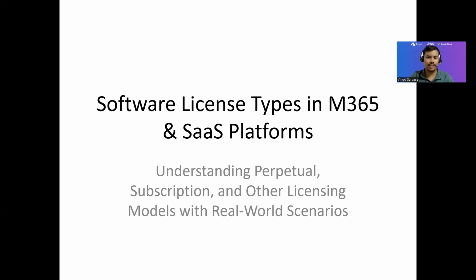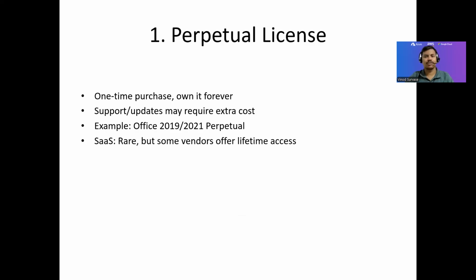So let's dive in. The first is the perpetual license plan, right? And you might have seen and used it before as well. The perpetual license is a one-time purchase, and when we purchase it, it is owned by us as a consumer or a user, right? It is going to be used forever unless we discard it or stop using it, but we get 100% ownership of it.